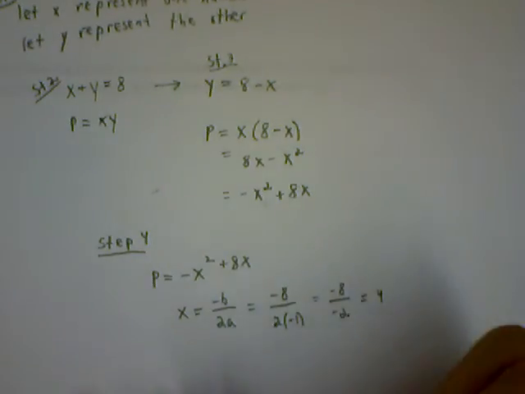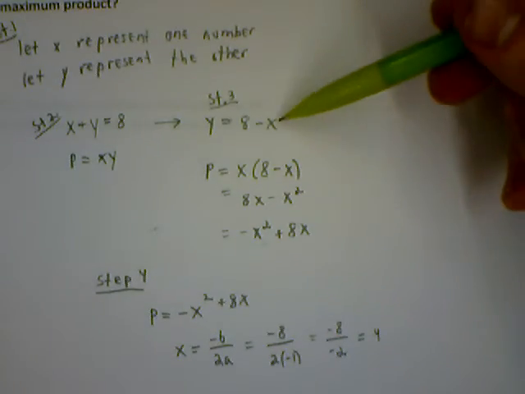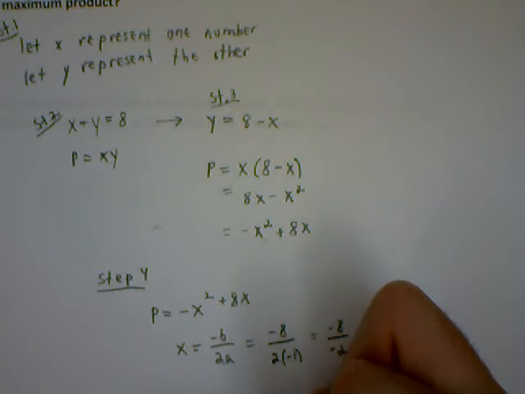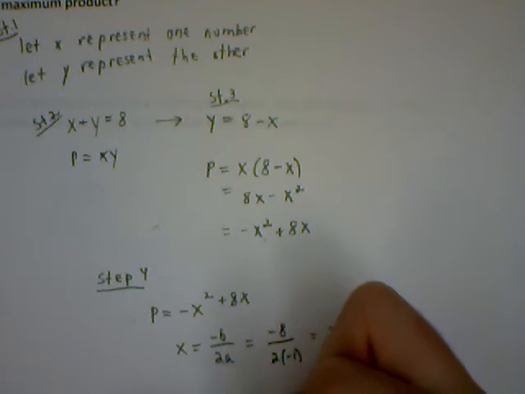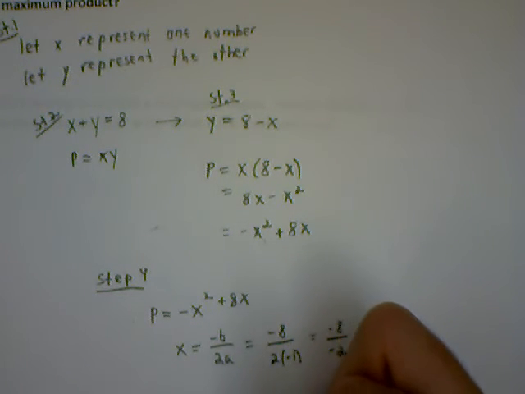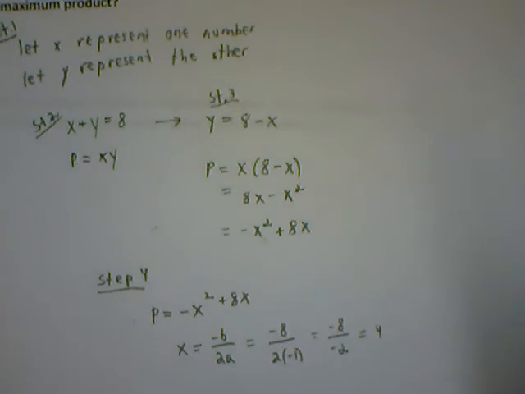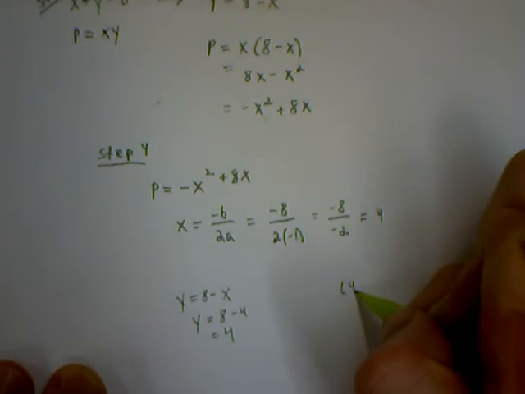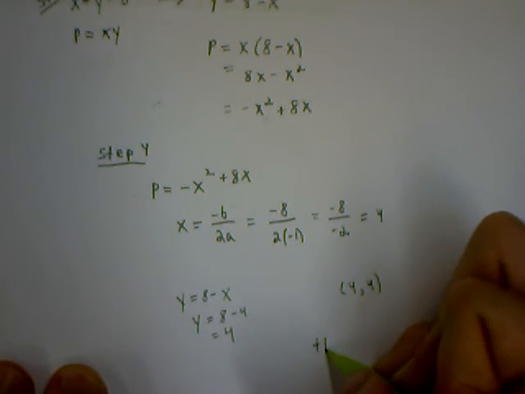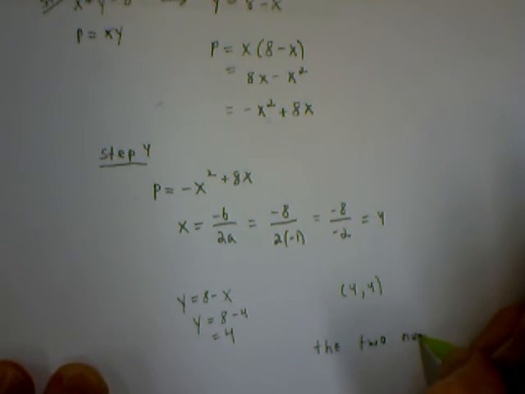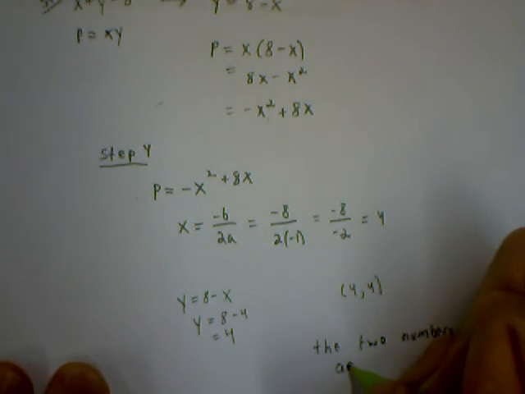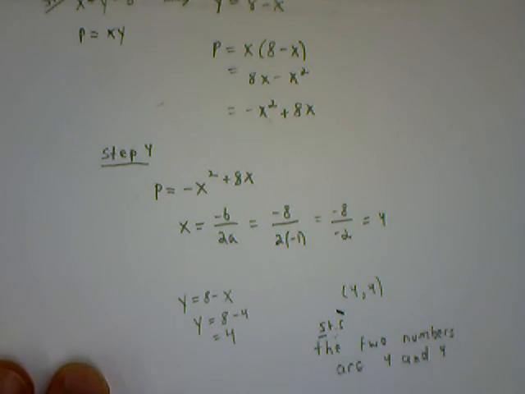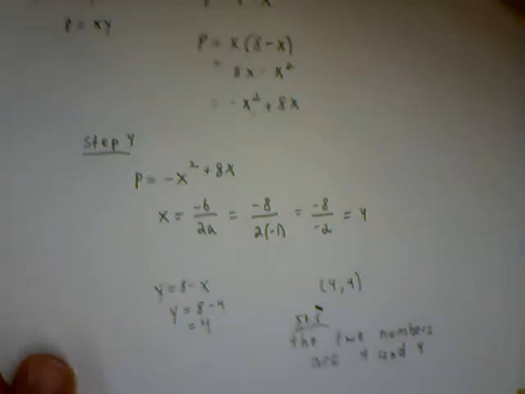Next, to find my other number, I'm going to use this equation from up here, because I still got to find y. That's my other number from my let statement. So I'll have y equals 8 minus x, or y equals 8 minus 4. So y is 4. That means my two numbers are 4 and 4, so we'll answer the question. The two numbers are 4 and 4. Alright, that concludes video 2.